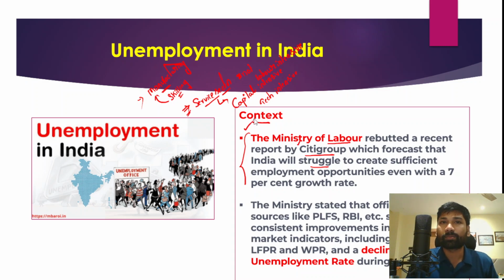Once Citigroup came up with this report, the Ministry of Labour condemned it, right? The Ministry of Labour immediately said that no, this report is not true. The report says that despite growing at a 7% growth rate per annum, we will not be able to create adequate employment opportunities, or unemployment levels will be higher. That's not true, and that is the stand of the Ministry of Labour.